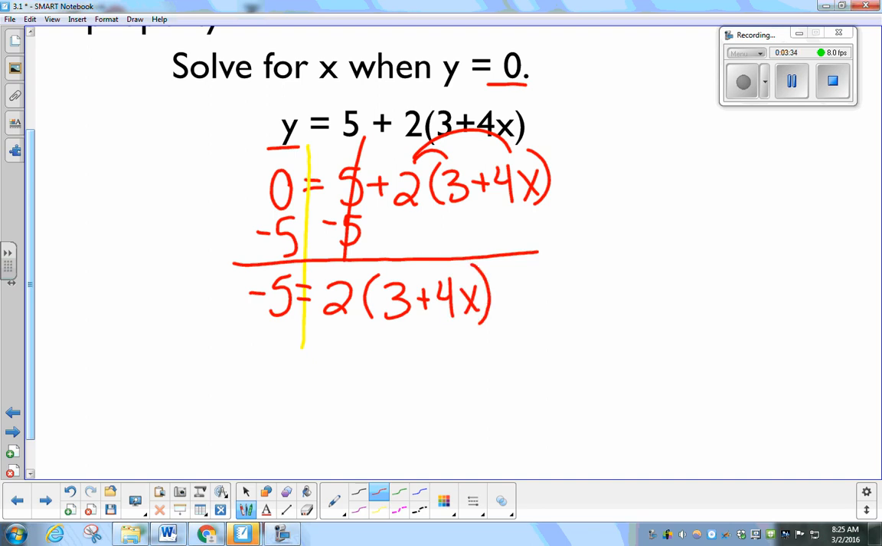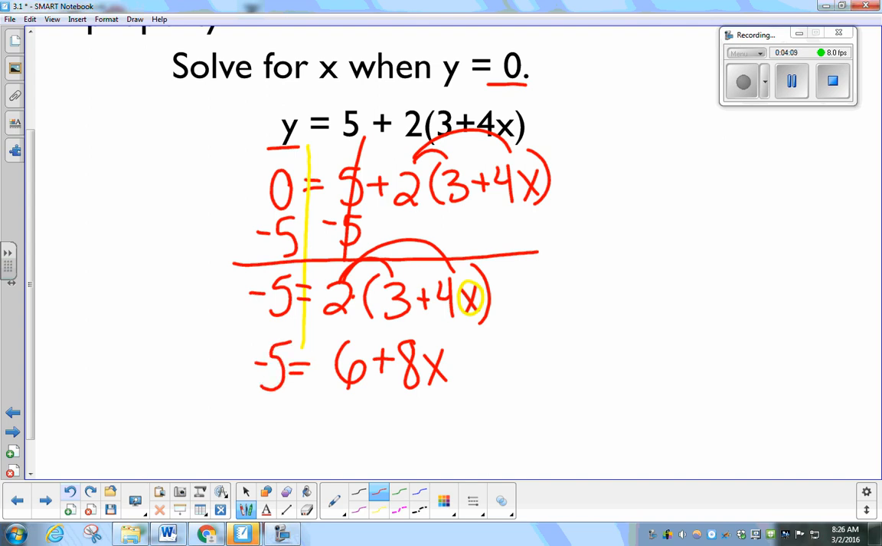Now again, you have two options. This is 2 times this quantity. You could divide by 2 to get that 2 gone, because remember, we're trying to get this x by itself. Or you could distribute this 2. I'm thinking if I divide by 2 right here, this is going to leave me a fraction, negative 2.5. So I am not going to do that. So I think what I'm going to do is go ahead and distribute this 2. So 2 times 3 is 6. 2 times 4x is 8x. So I write plus 8x. So this side of the equal sign is simplified. I'm just going to leave this side, negative 5, for now.